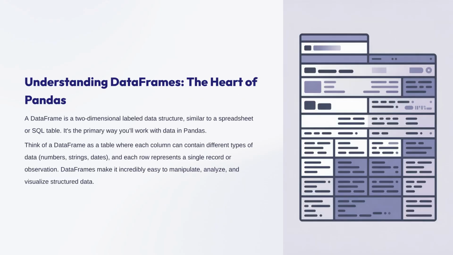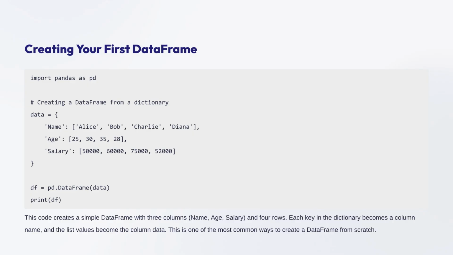The heart of Pandas is the DataFrame. It is a two-dimensional labeled data structure, much like a spreadsheet or SQL table. It allows you to work with structured data, where columns can contain different types of data, and rows represent individual records. You can create a DataFrame from scratch, often using a dictionary. Here, each key becomes a column name, and the list values become the column data. This creates a powerful structure ready for manipulation.